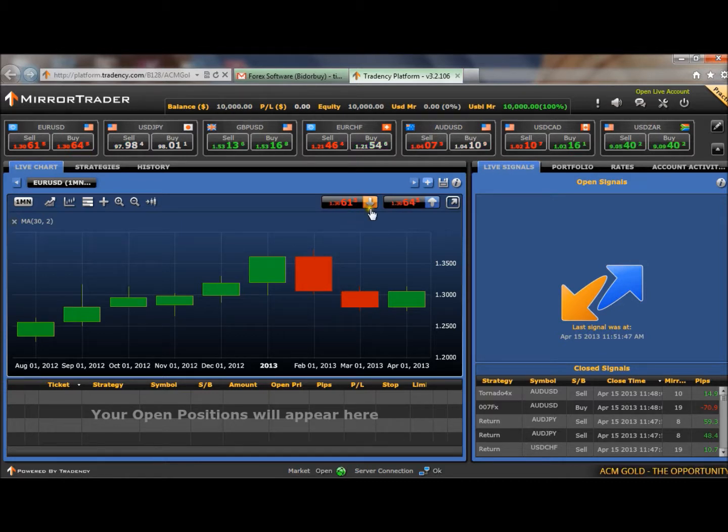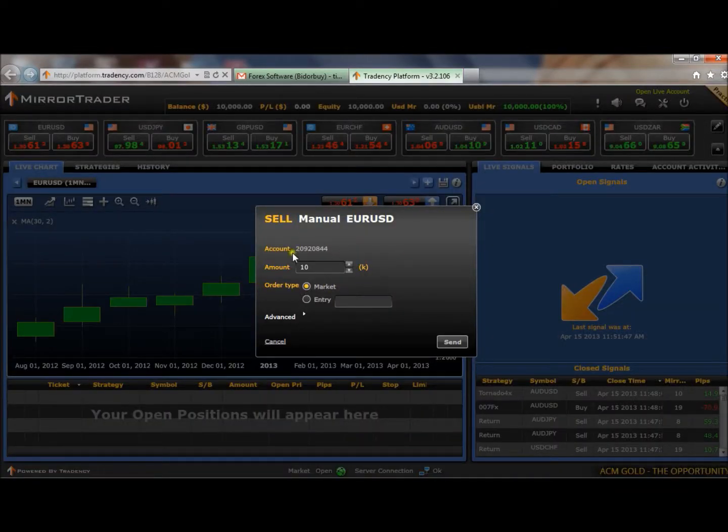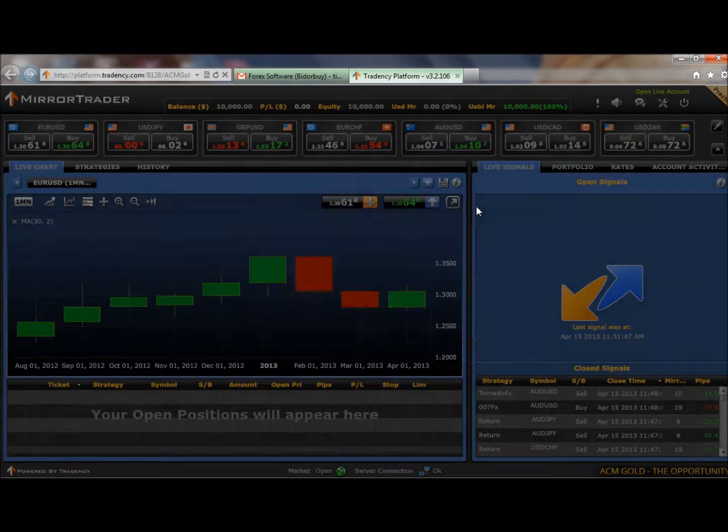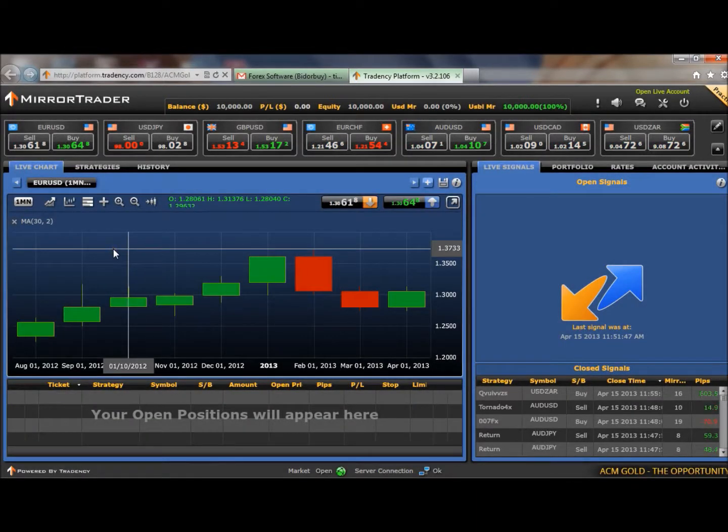Alright, so if you click on buy or sell, it will ask you the amount. So that's the size of trade you'd like to take. Order type, market, which is at the price it's now, or entry, so you can set it for a price that you believe it will reach in the future, and then you just click send and it will enter the trade. But as I said earlier, we're not going to go through that right now. It is possible to do manual trades from here, but we use this for the auto trading.